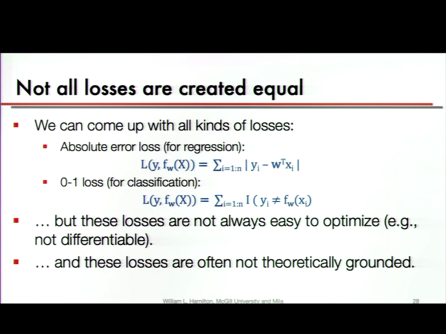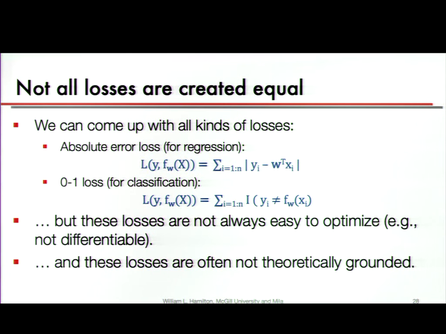Another thing worth mentioning here is that not all losses are created equal. We can come up with all kinds of losses. We talked about a squared error loss when we were doing linear regression. For linear regression, we could instead use an absolute error. We could use a 0-1 loss for classification. So instead of this cross-entropy thing, we could just say, did we get it right or did we get it wrong?